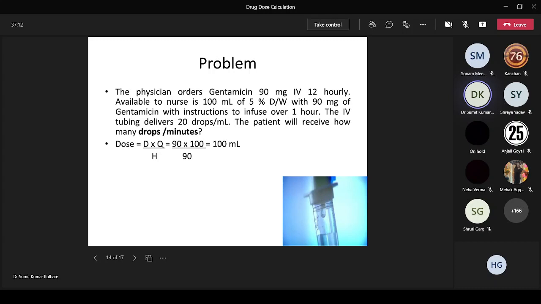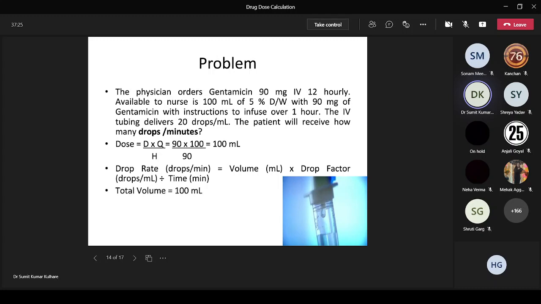Now what we have to calculate is the drop rate. The formula is total volume multiplied by drop factor divided by total time. Total volume is 100 ml, which we have calculated here. Drop factor is 20 drops per ml, mentioned here in the question. Total time in which we want to infuse is 1 hour. It is mentioned here: infuse over 1 hour. The 1 hour is converted into minutes for easier calculation.